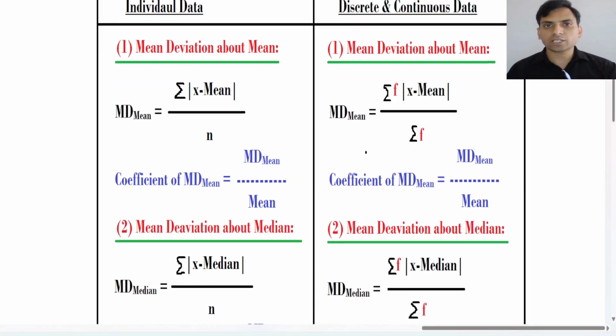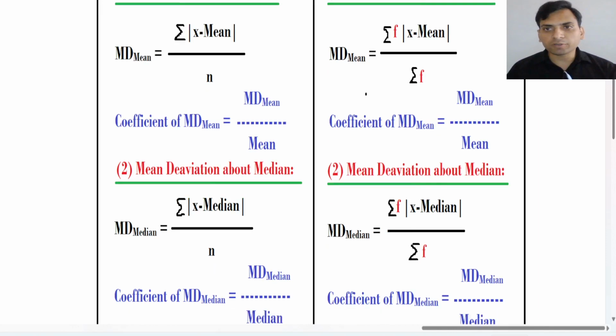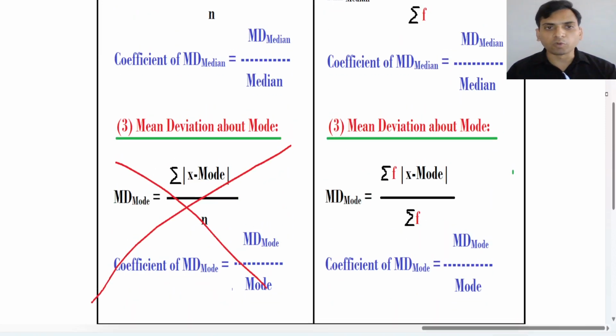In the last lecture I taught mean deviation for individual type of data, if we have only x type of data. The mean deviation about mean is summation of modulus of x minus mean, divided by n, and to find its coefficient we divide this same quantity by mean. For median, the mean is replaced by median, and the coefficient is divided by median, and there is no formula for mode.